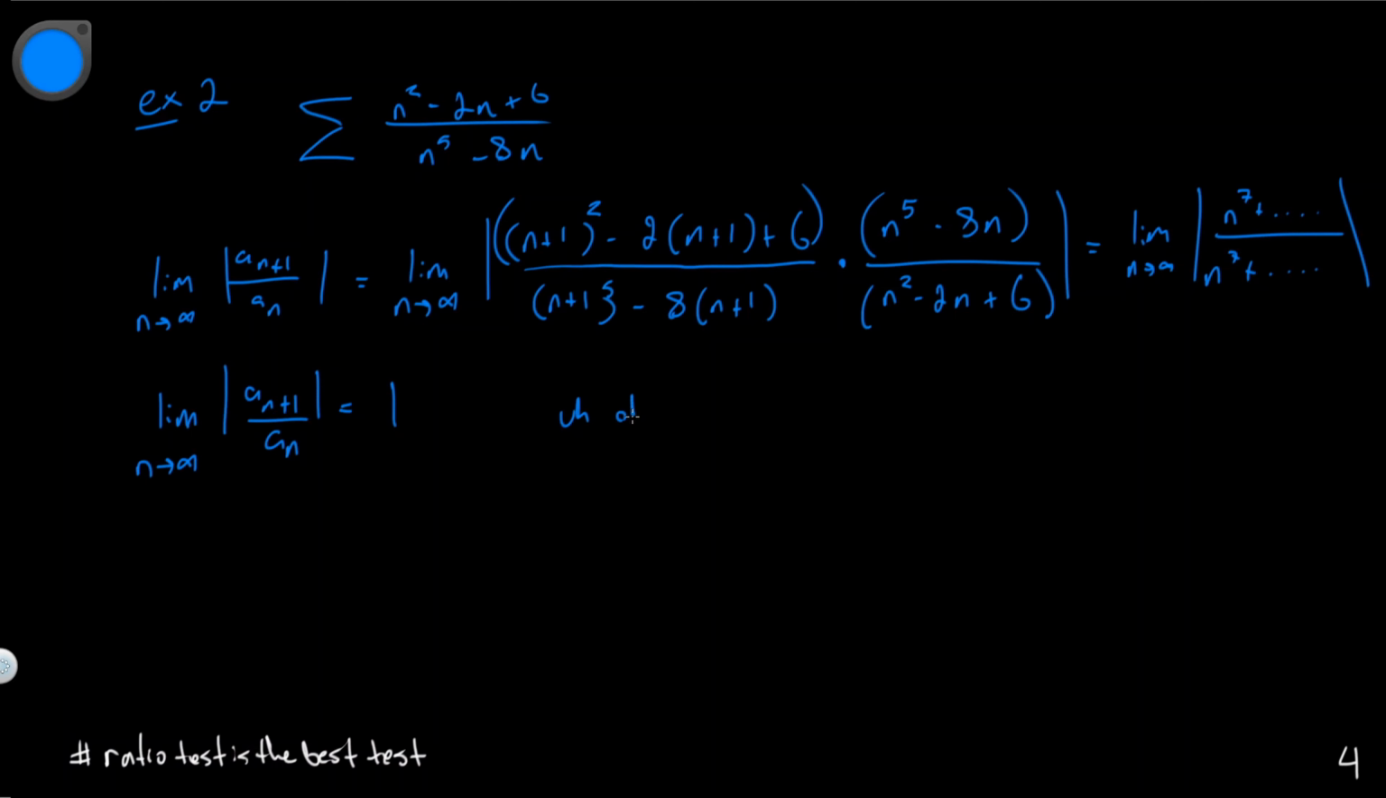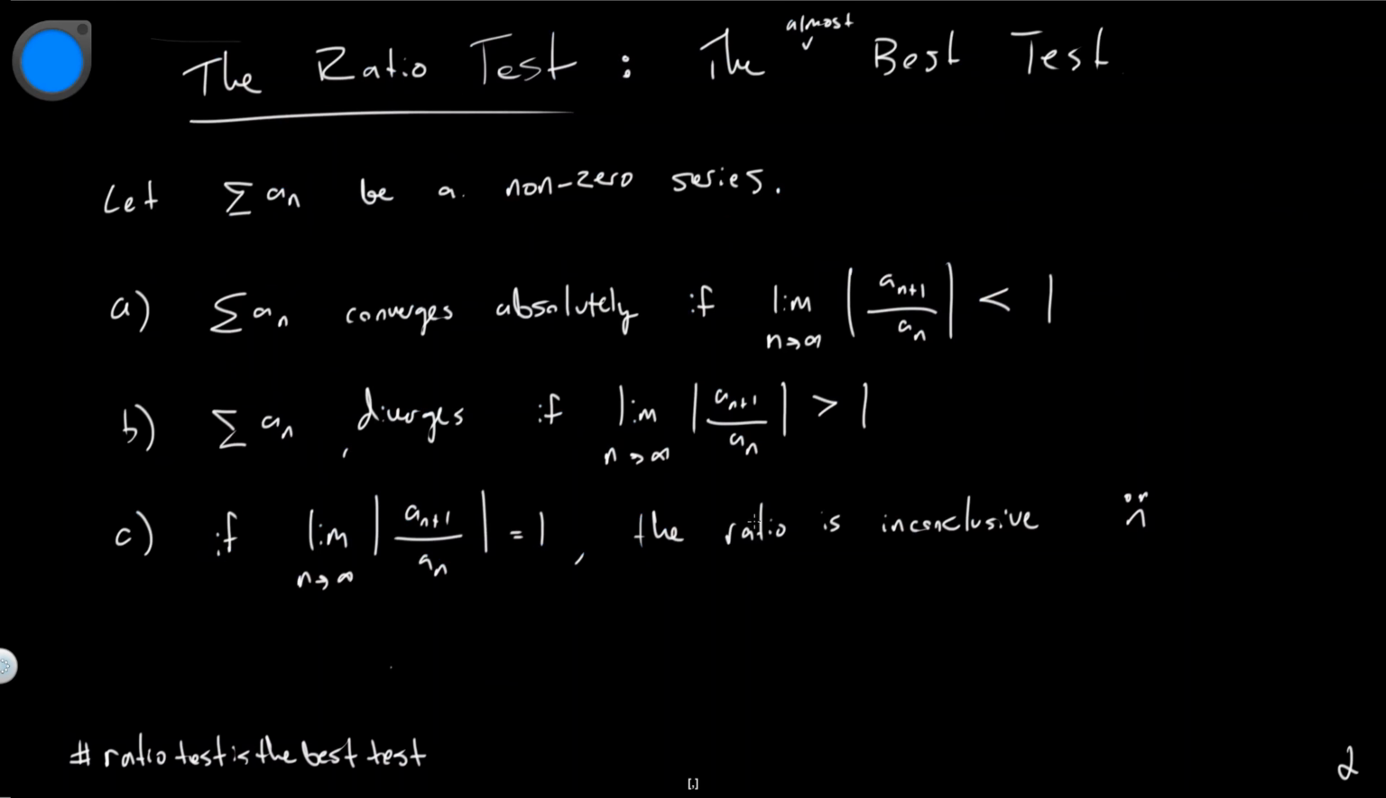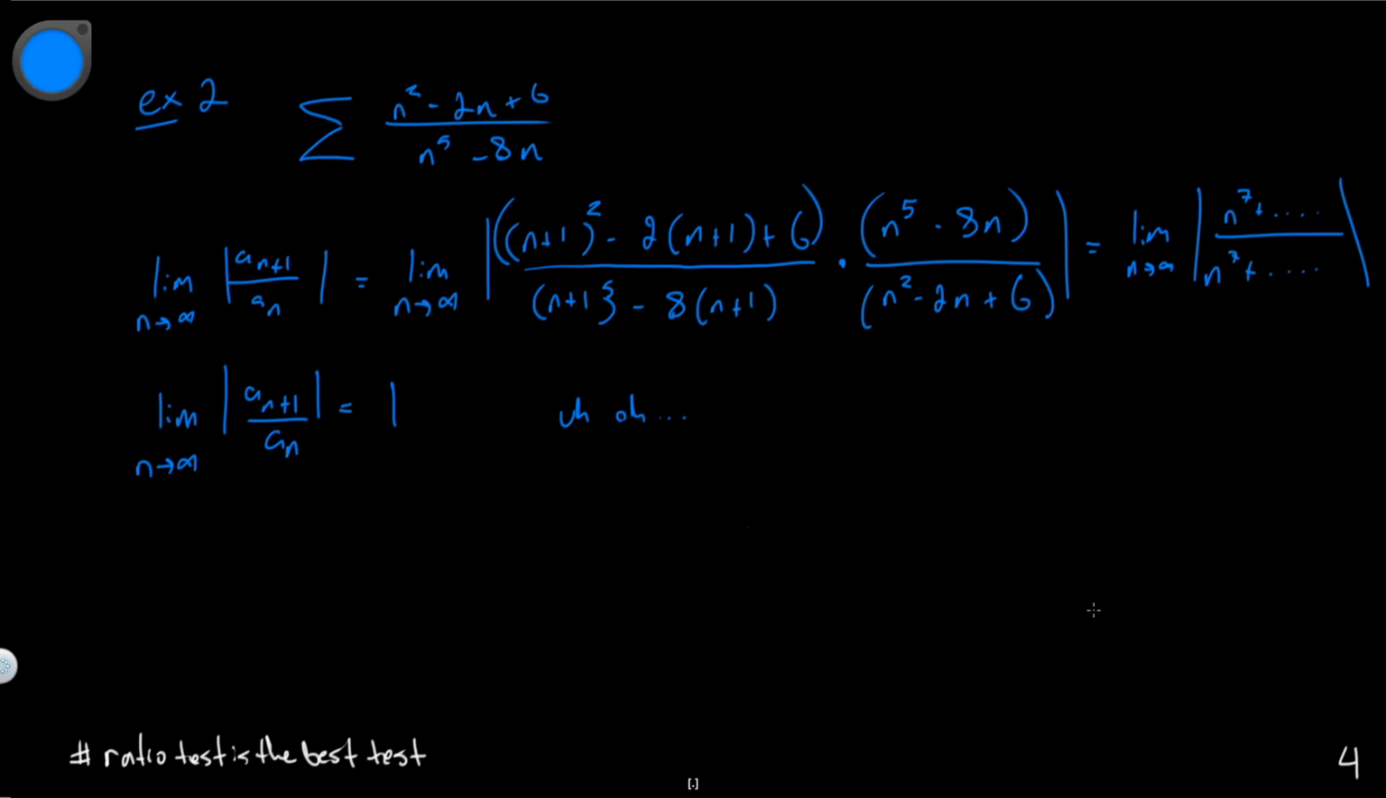Uh-oh. It's equal to 1. What did the ratio test say? The ratio test is inconclusive. Ratio test, you told me you were the best test. Are you telling me I can't use you to figure out the limit of this thing? What do I do? Do I do the integral test? I don't know what to do.